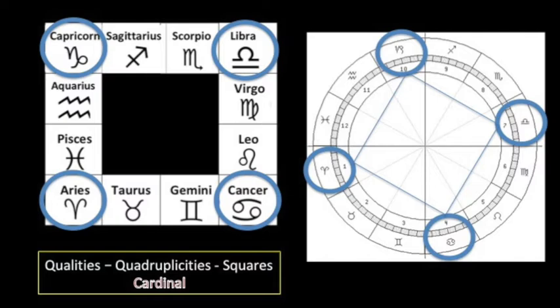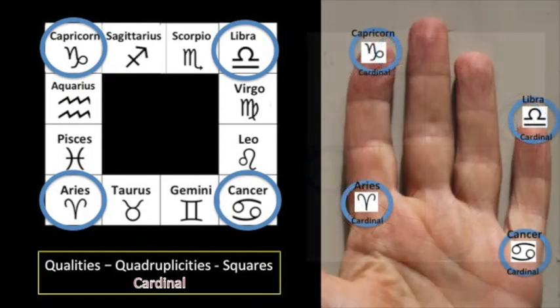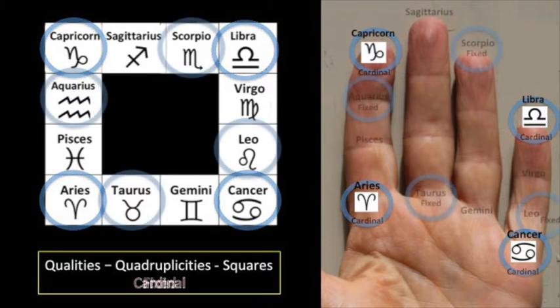Let's get back to the four corners, which represent the signs with cardinal qualities. The corners give you quick access to the quadruplicities, or the qualities associated with each sign. From here, it's not difficult to determine which are the fixed and mutable signs.